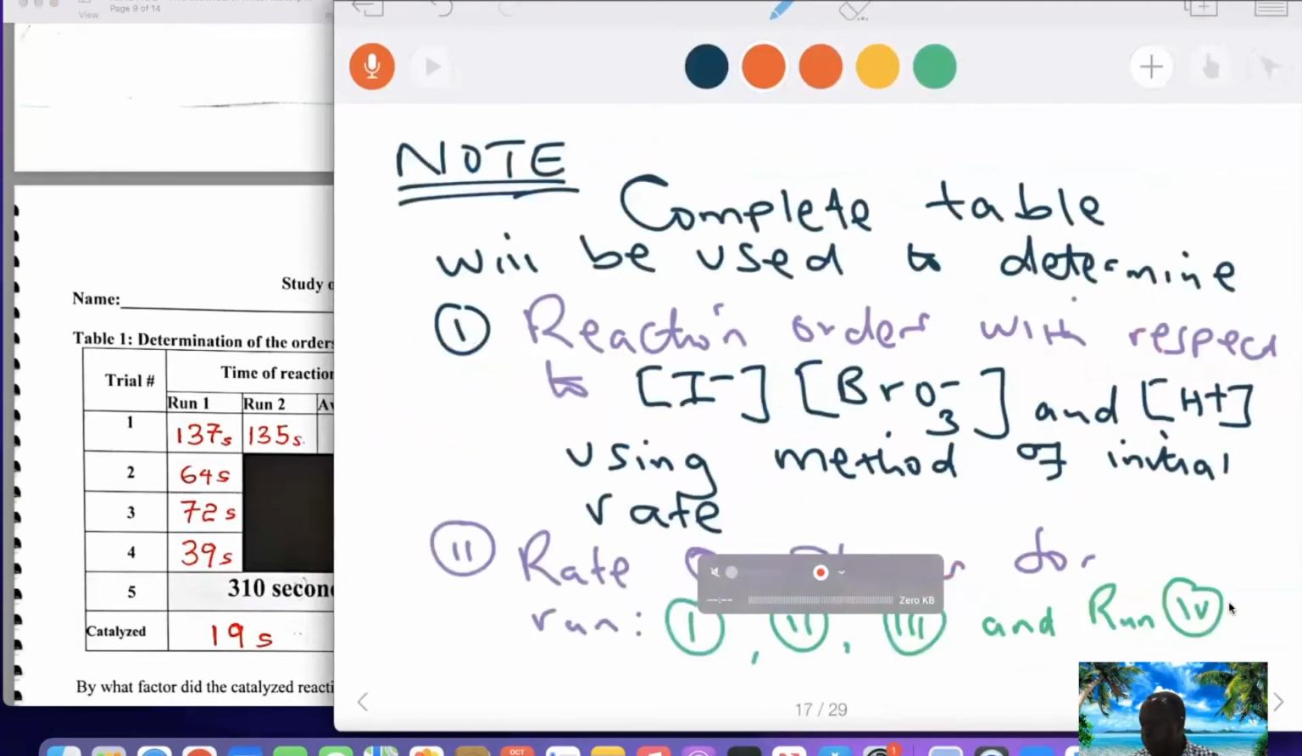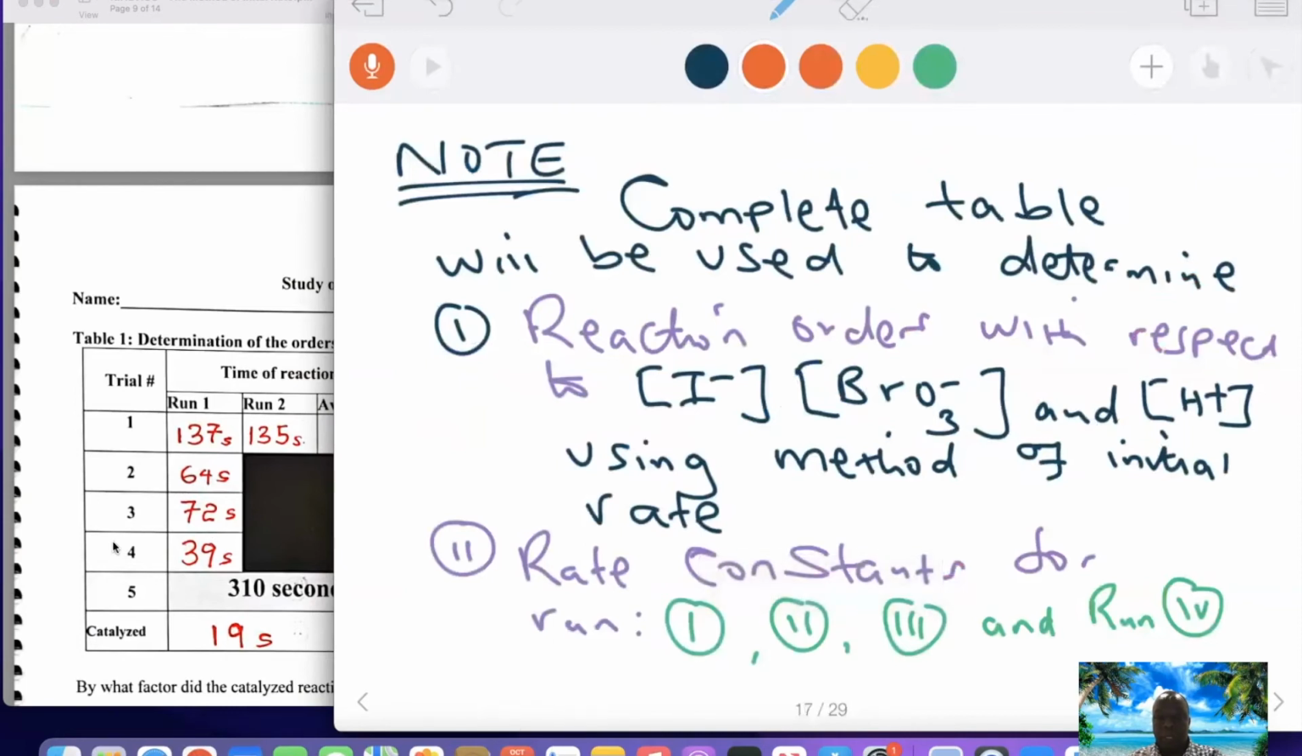Now, once you complete the table, you should be able to determine the reaction orders with respect to iodide, bromide and hydrogen ion using the method of initial rate.